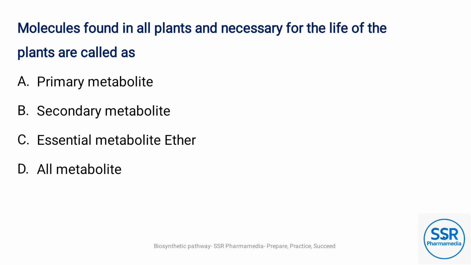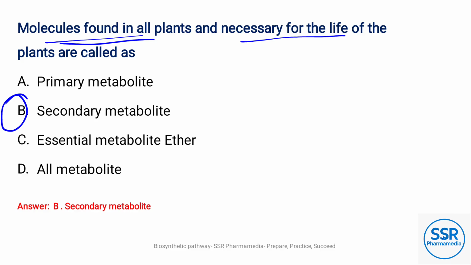Next we will move into the questions. Important questions, very important for GPAT, NIPER and drug inspector exams. The molecules found in all plants and necessary for the life of the plants are called as? The answer is option B, secondary metabolites.